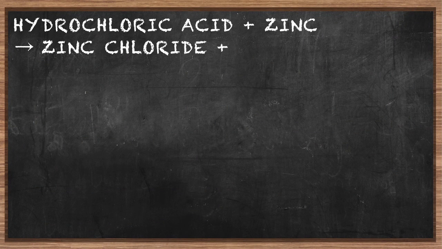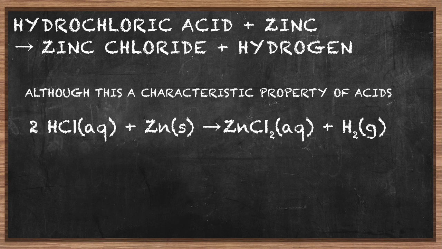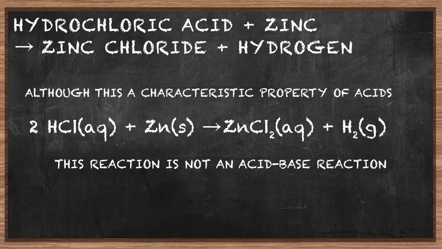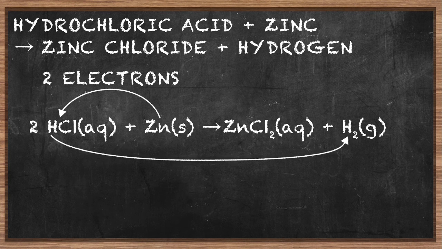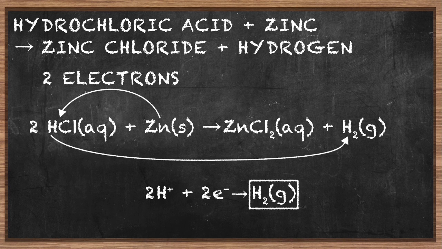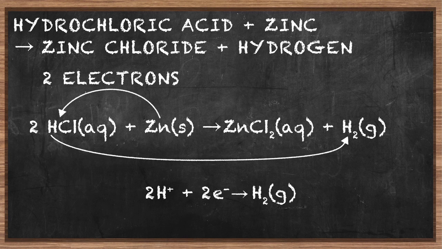Hydrochloric acid releases hydrogen gas when it reacts with zinc. Although this is a characteristic property of acids, this reaction is not an acid-base reaction. It involves a transfer of electrons from zinc to the hydrogen ion. The hydrogen ions each accept an electron to form a hydrogen atom, and then they join up to make a molecule of hydrogen gas. This reaction is an oxidation-reduction reaction, a redox reaction. We discuss redox reactions in another series of animations.